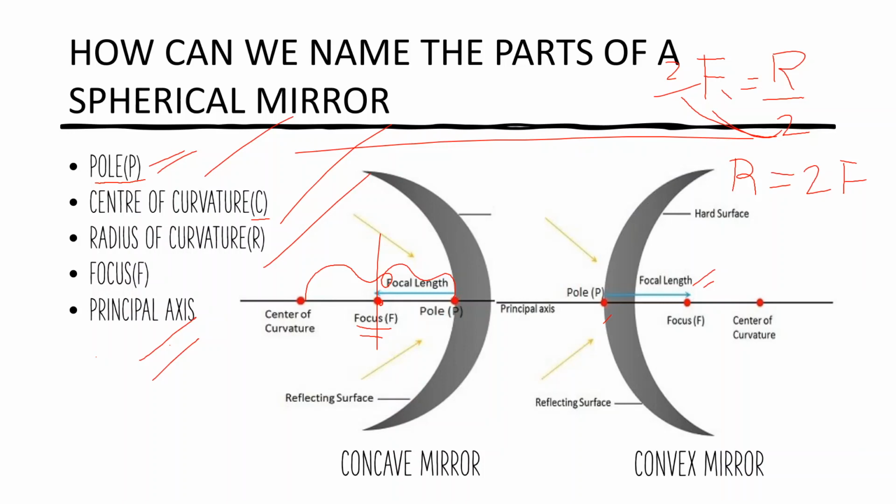Focal length. What is focal length? The distance between the pole and the focus of the mirror is called focal length. And principal axis, the line passing through the three special points. You should never write "three special points." What are those special points? Center of curvature, focus, pole. Those three should be mentioned, mind it.